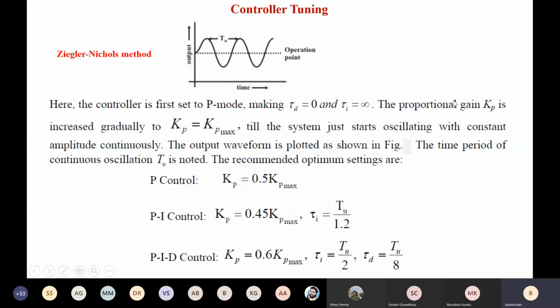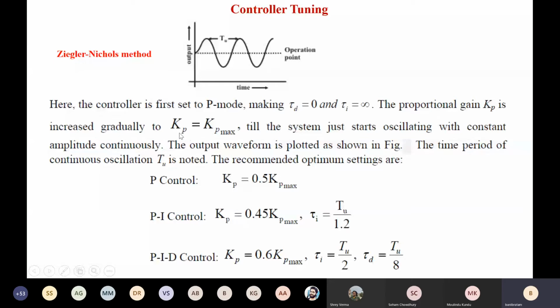Then what we will do? The proportional gain Kp is increased gradually. Then I will get a critical value of Kp for which the system will oscillate. Suppose I have a first order process, then I have used the controller, and in the controller I am using only P mode, and in the P mode I am gradually increasing my Kp value.